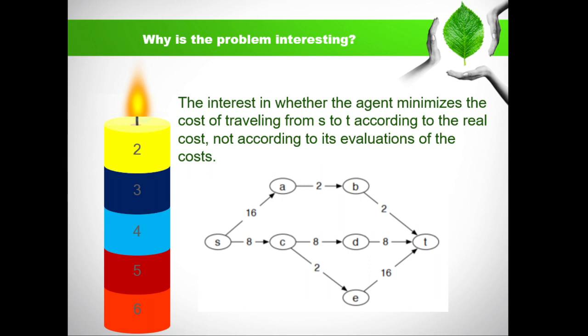The second point is the interest in whether the agent minimizes the cost of traveling from S to T according to the real cost, not according to its evaluation of the cost. And in this regard, it fails to do so. The shortest path is S, E, B, T, with a cost of 20, while the agent incurs a cost of 26. As you can see, there are costs 16, 22, and 2.